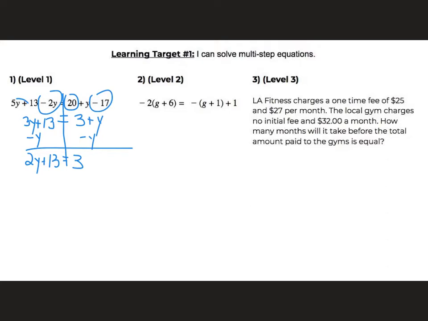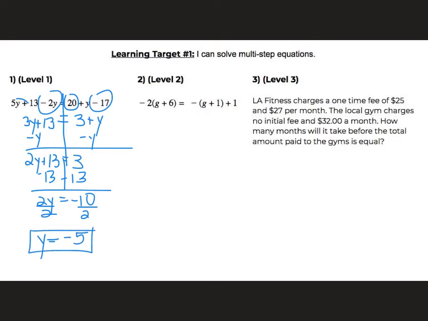To get y by itself, we'll go ahead and subtract 13 from both sides, leaving us with 2y equals negative 10. Divide by 2, and we'll get y equals negative 5 for this first problem. Problem number 2, starting by distributing through our parentheses.